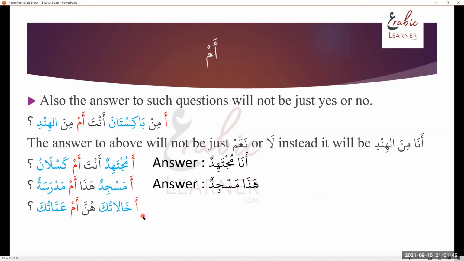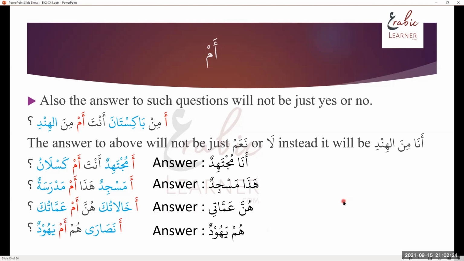If someone asks, Akhalatuka hunna am ammatuka, is she your maternal aunt or your paternal aunt? If your answer is, let's say, paternal aunt, you say, Hunna ammati. She is my paternal aunt. An-Nasara hum am Yahudun. You can say hum Yahudun or hum Nasara. Are they Christians or Jews?